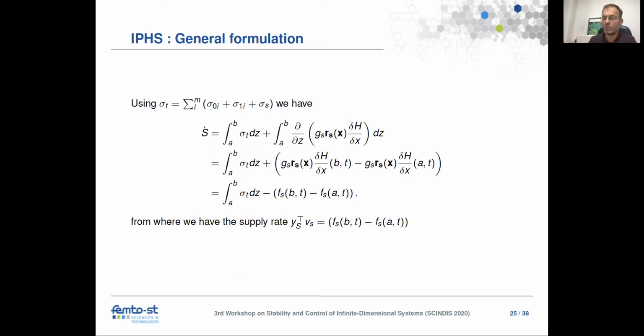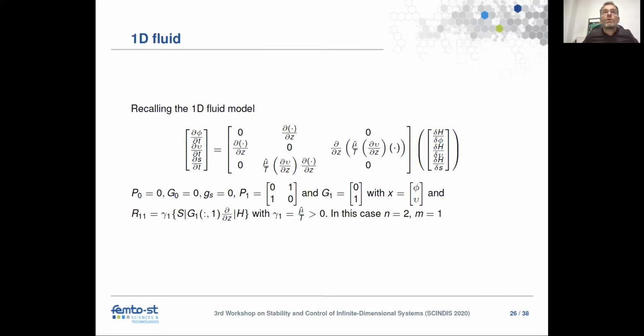Okay, and from integration by parts, we recover that we have a balance equation when the system is connected with the environment. Okay, just to come back to the 1D fluid model, if we come back to the expression of the system that I proposed, then with this parameterization, I can recast this equation in the previous formulation by choosing P0 equal to 0, G0 equal to 0, because there are no local terms. P1 is related to this differential operator. G1 is associated to this coupling between the velocity and the thermal domain through the viscous damping. And then we have the driving force that is associated to this viscous damping, mu over T. In this case, we have two state variables apart from the entropy, and only one is involved in the irreversible process.